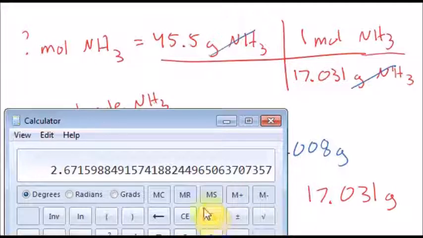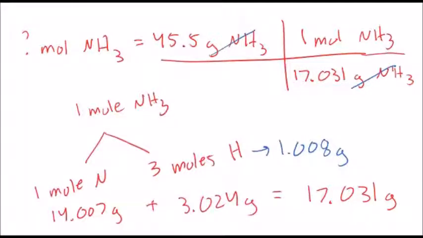Again, you have to account for significant digits. This number has 3 significant digits. This number has 5. So we're going to use the smaller number here, 3 significant digits. The answer needs to be rounded to 3 significant digits, so we round this to 2.67. So our final answer is going to be 2.67 moles of NH3.